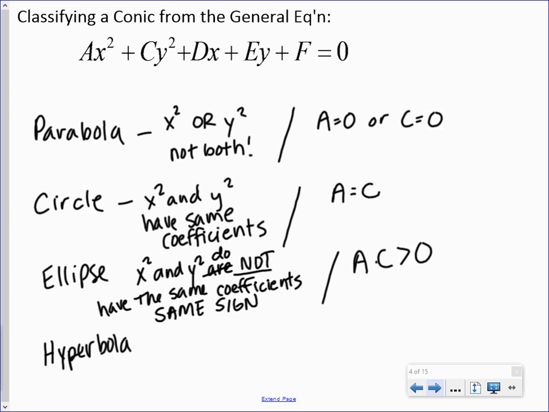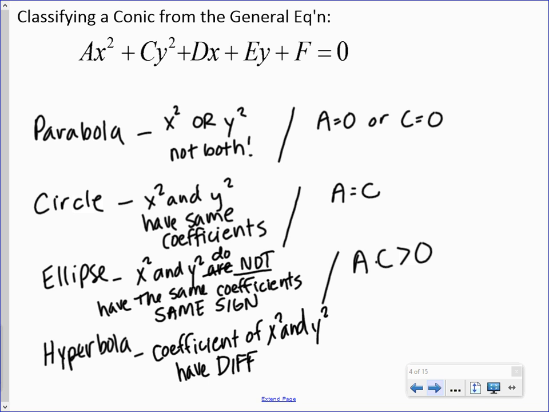And then down here for the hyperbola, we'd say something like the coefficients of x squared and y squared are different signs. One is positive, one is negative. And that would mean if I multiply them together, it will always be negative. A and C. So the product A times C is less than 0.